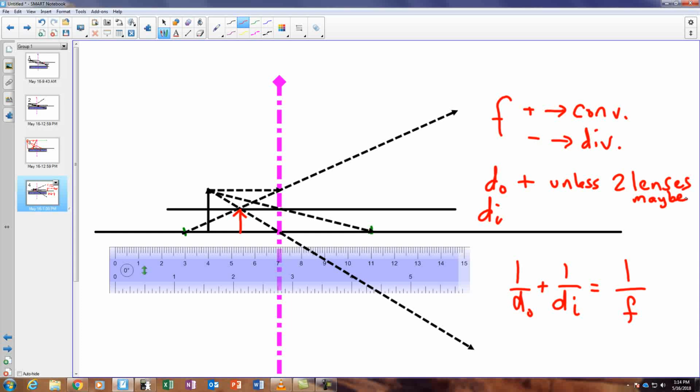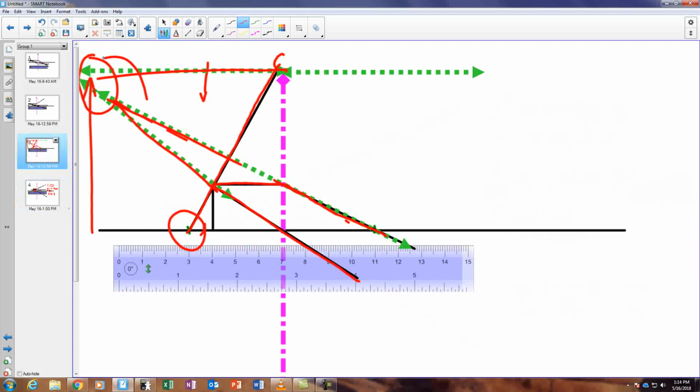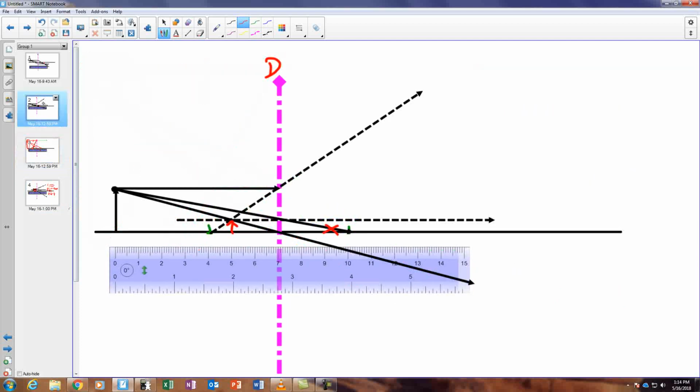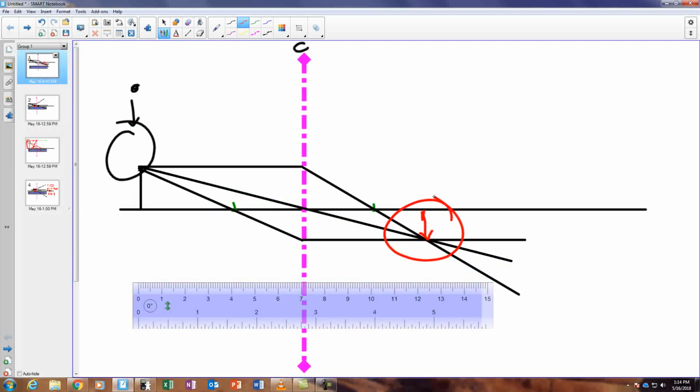And then with the image, if it's on the right, we expect it to be positive. If it's on the left, we expect it to be negative. So for instance, if I did the formula here, that would be negative. On the other ones, this would be negative for image distance. This would be negative for image distance. And this would be positive for image distance.